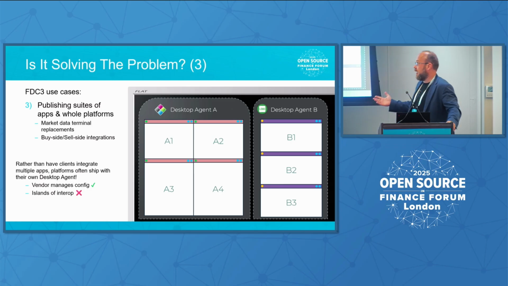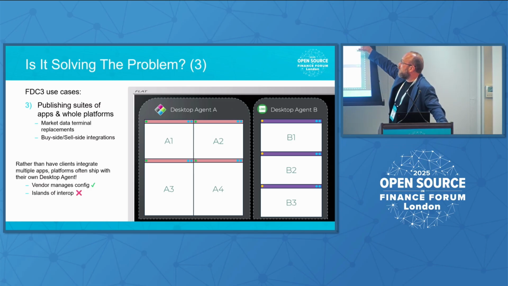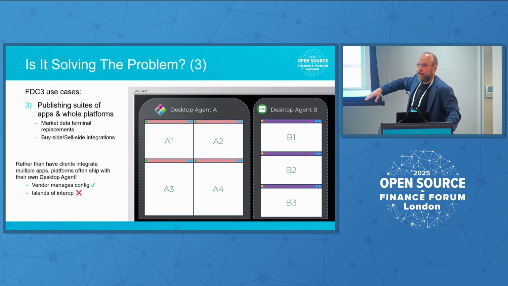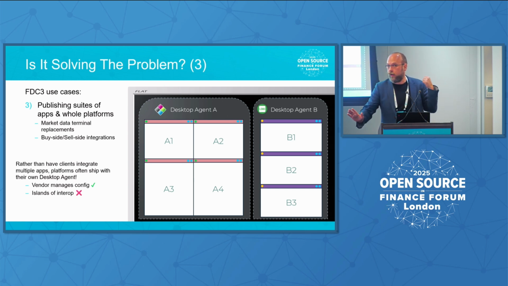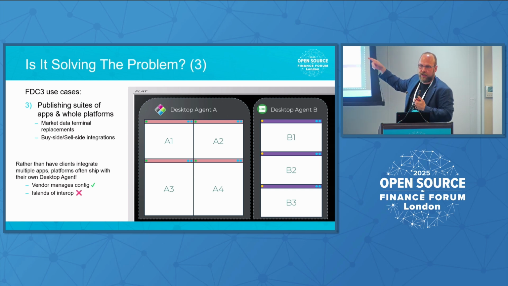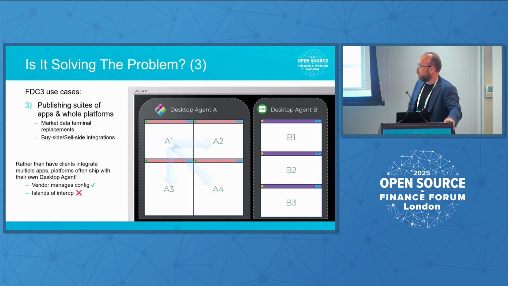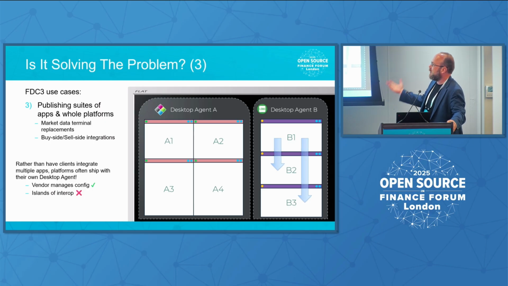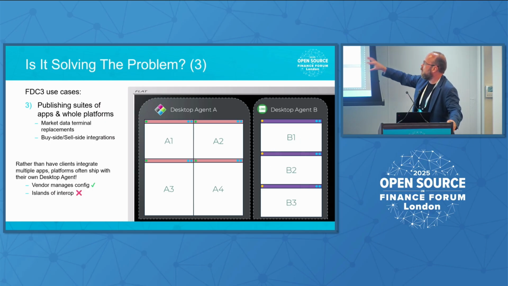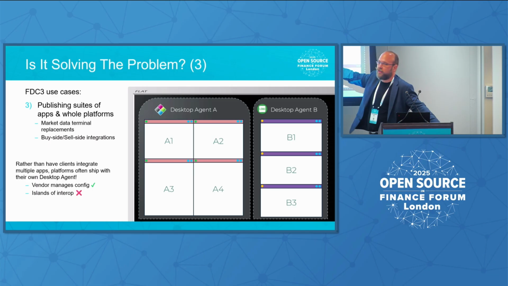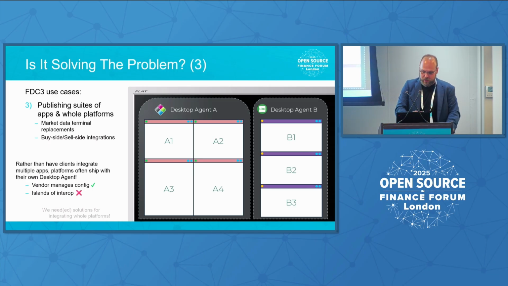That has some really good advantages. The vendor manages the config. If I decide I've got a B4 I want to deliver and I want to retire B1 as the vendor, I can just do that. I don't have to go to all of my clients and say, could you pull out B1 and put B4 in? You've just delivered the desktop agent and you're in control of that. However, it leads to, pretty instantly, some islands of interop. These things are interoperable with each other, but not across the divide between the desktop agents.